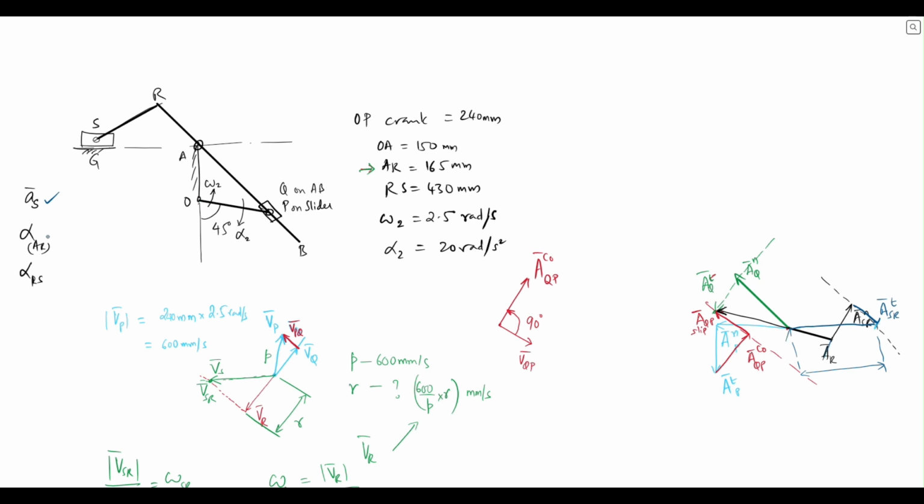So we can get the alpha of AR, which is the same as alpha of AQ. We can get that from the tangential acceleration of the point Q with respect to A divided by AQ. And then similarly for RS, we can get the tangential acceleration of S with respect to R, and then divide that by RS. So those will give us the complete solution.